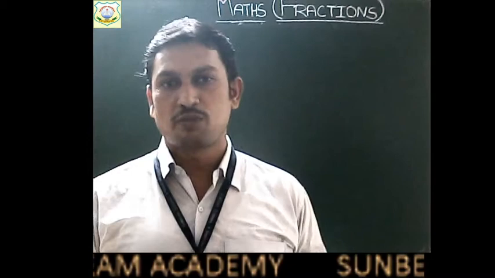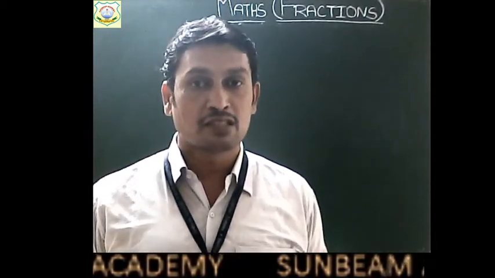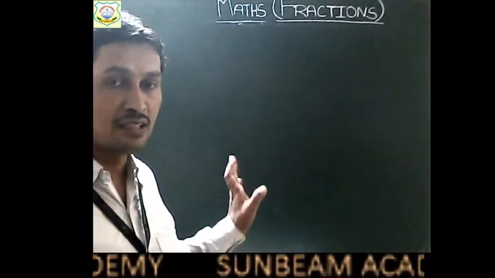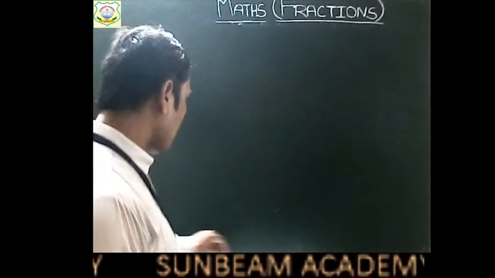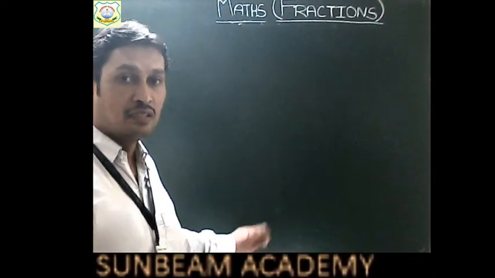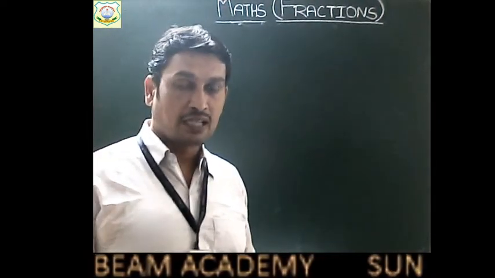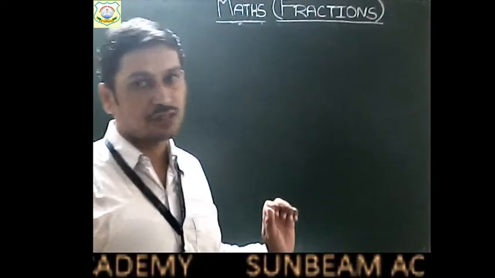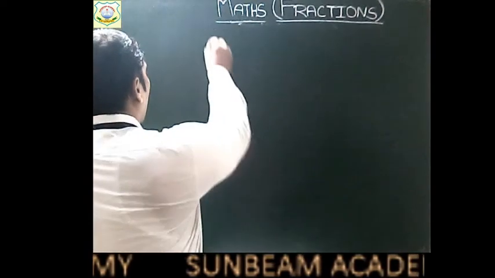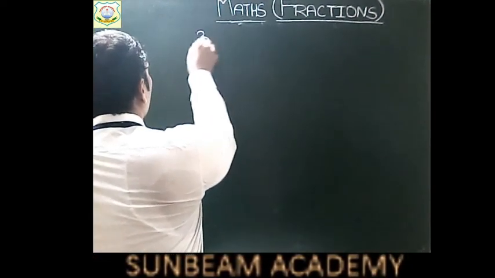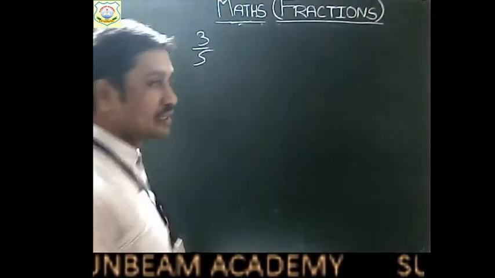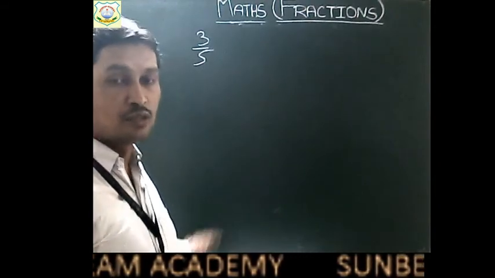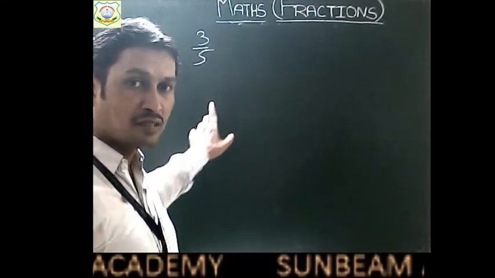If you already know how to represent a fraction on the number line, then no matter. Otherwise, see how we can represent it here. I will give one or two examples, so listen carefully and see how I am representing the given fractions on the number line. Suppose we have the fraction 3 by 5, and we have to represent this on a number line. This is a proper fraction.